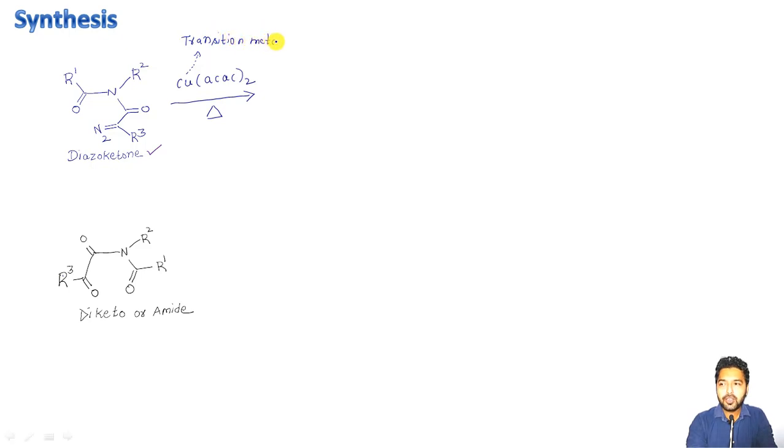So in the presence of a transition metal, such kind of diazo molecules undergo elimination of nitrogen, resulting in the formation of an electrophilic carbene species. Okay, so what is meant by a carbene? These are electrophiles in nature, containing 2 odd electrons.